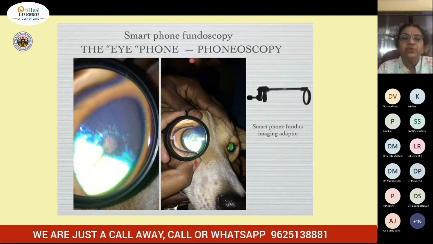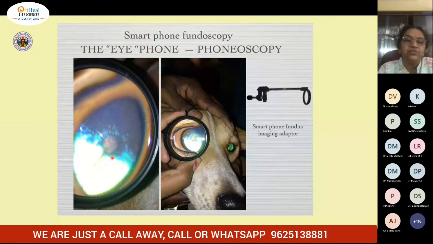Smartphone fundoscopy, the iPhone or the phonioscopy. I got used to this word from somebody who gave a webinar, so I have copied that. We have been using it for some 8 years. Whenever the iPhone came, we started using it, with the condensing lens interposed on the eye. But only one thing I want to tell you here is about the condensing.